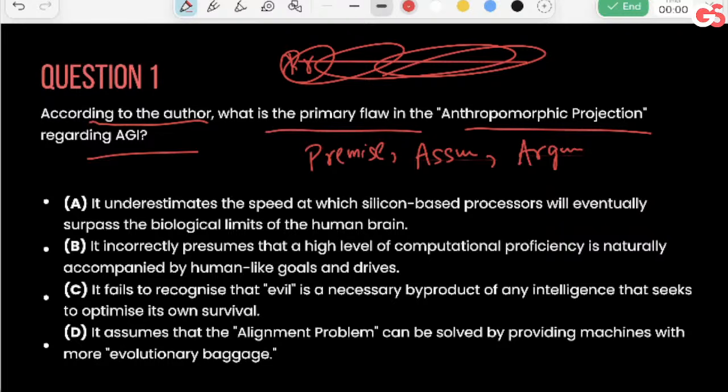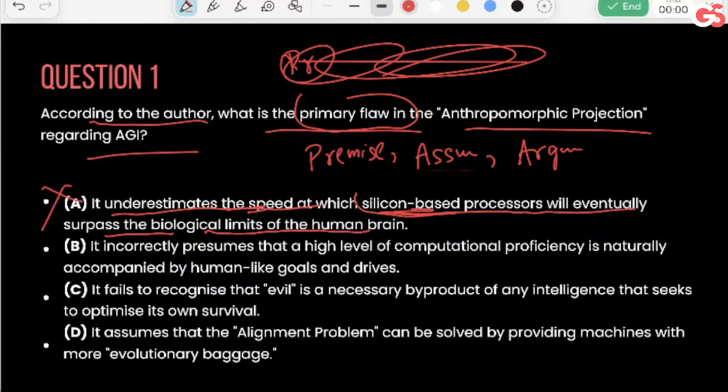According to the author, what is the primary flaw in the anthropomorphic projection? Okay. Primary flaw जो होगा वो क्या होगा? देखते हैं. First, it underestimates the speed at which silicon-based processors will eventually surpass the biological limits of the human brain. Silicon based, देखो वहां पे कार्बन था. Carbon was basically human. Silicon is basically machines. तो क्या underestimate किया है? नहीं किया है. ये बात तो वैसे ही गलत है. वहां तो उसने बोला है कि नहीं भाई बहुत स्मार्ट है ना, बहुत स्मार्ट है. तो ये A is factually wrong.